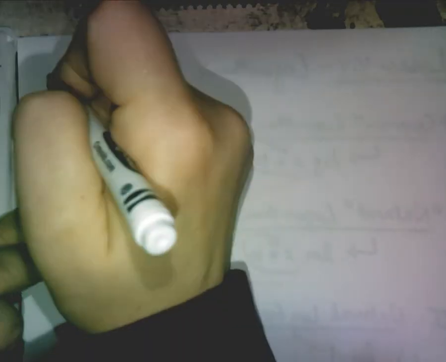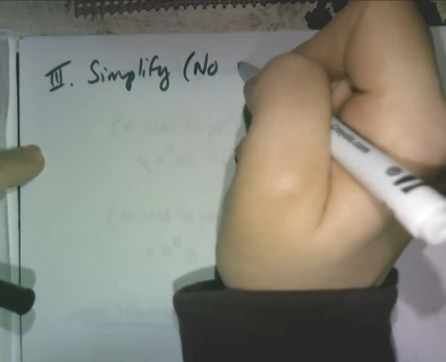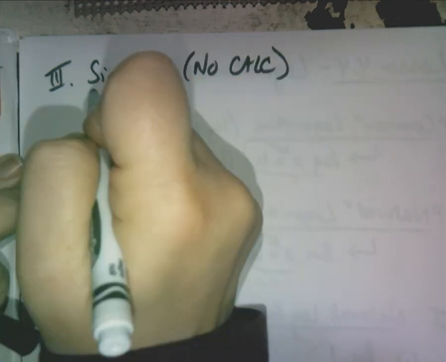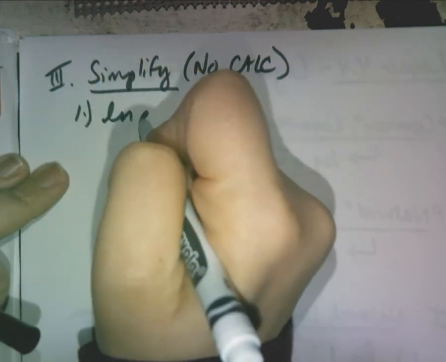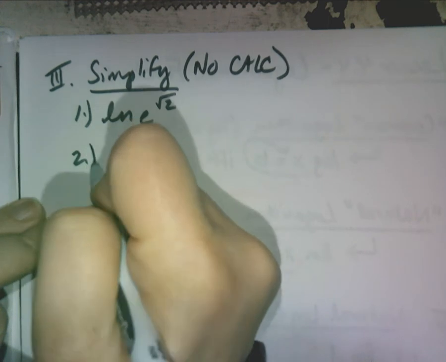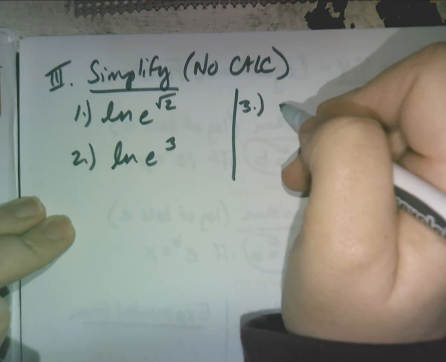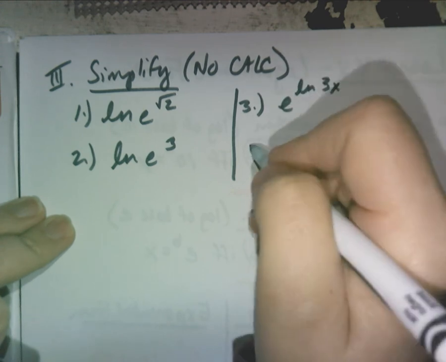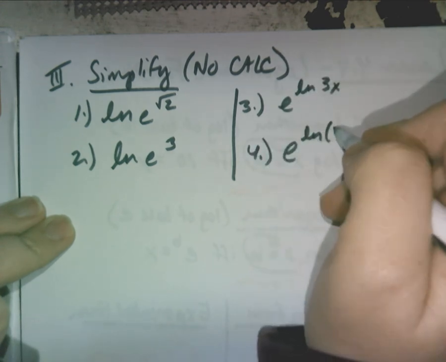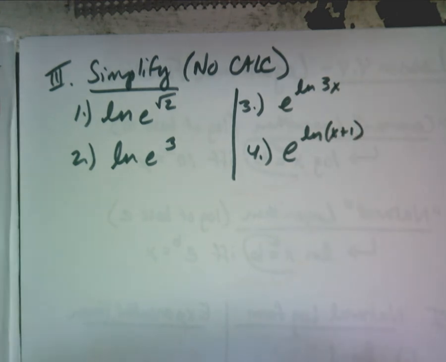All right, so let's do a couple quick examples of that. What they'll do tonight for homework here. Okay, so part 3, simplify. No calc. You'll see why it's so easy. You don't need a calc. Number 1, the ln of e to the root 2. Number 2, the ln of e cubed. Number 3, e to the ln 3x. And number 4, e to the ln x plus 1. Okay? Super simple.